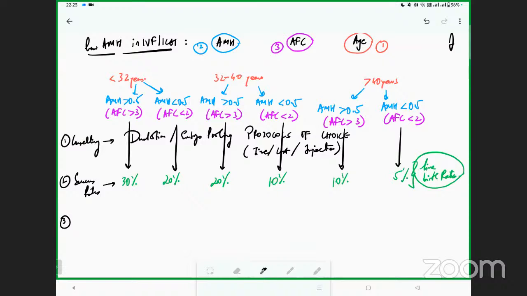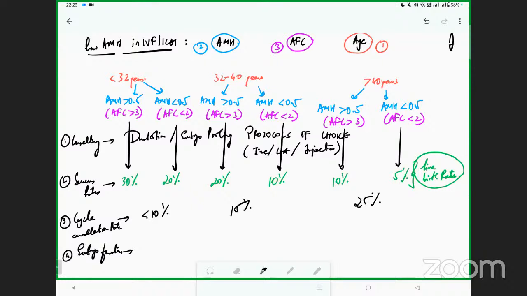Another important thing, which Dr. Shilpa has discussed, is cycle cancellation rates. And the fourth important thing which you should be counseling the patient about is embryo formation. Cycle cancellation rate is very, very simple. When the age is less than 32, cycle cancellation rate is usually less than 10%. Between 32 and 40, the cycle cancellation rates are usually approximately 15%. And here it is approximately 25%. These numbers are based on my statistics. I do not follow the global statistics.